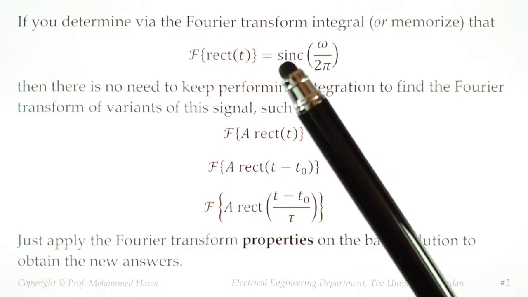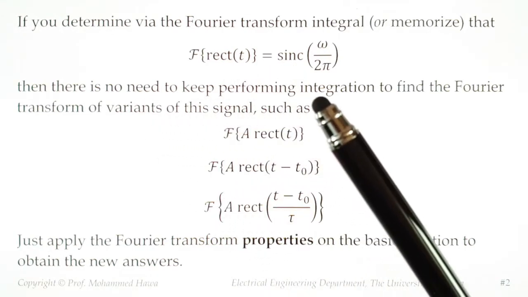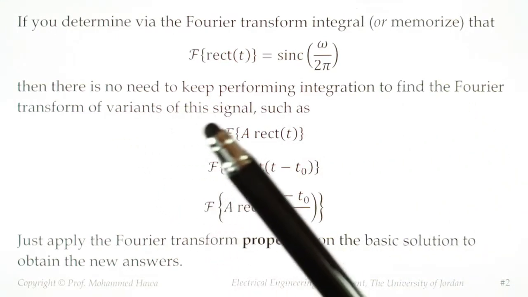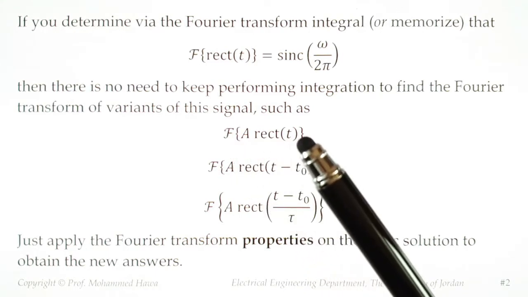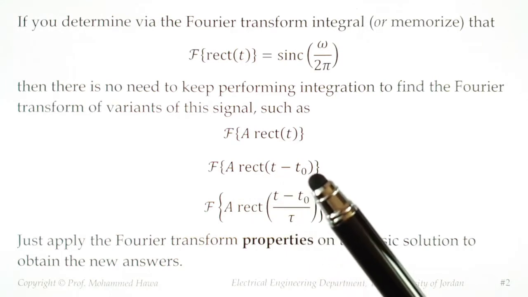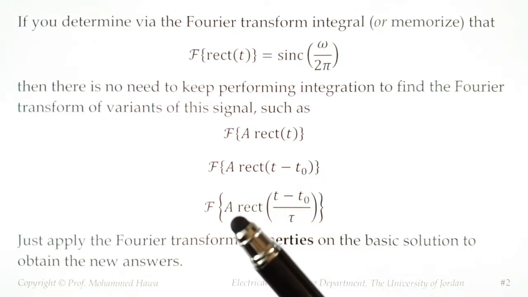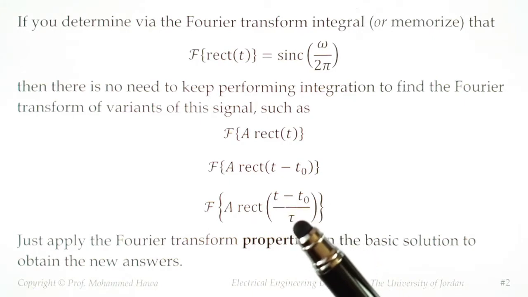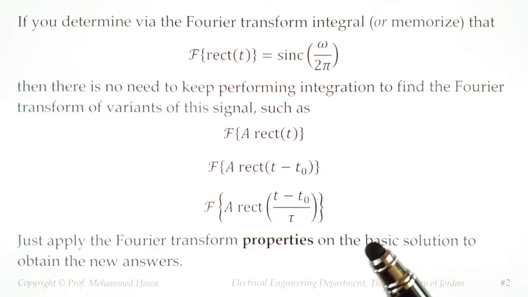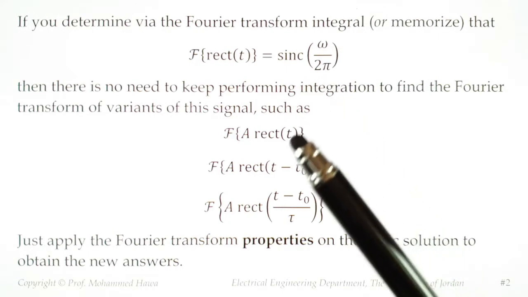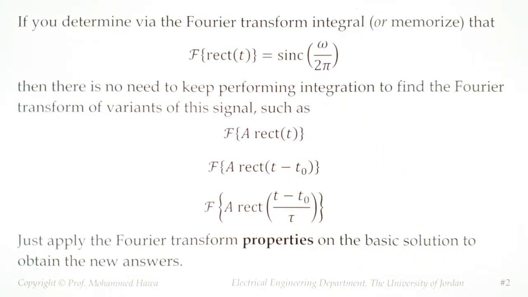Once you memorize this answer, there is no need to keep performing integration to find the Fourier transform of variants of this signal. For example, if I say find the Fourier transform of a rect of t, or a rect of t minus t naught with a time shift, or find the Fourier transform of a rect of t minus t naught over tau where I have time scaling, you do not need to keep doing the Fourier transform integrals over and over. Just apply the Fourier transform properties you're going to learn in this video on the basic solution that you already memorized. You're going to get the answers for all the other variants of this signal. This is a big time saver.